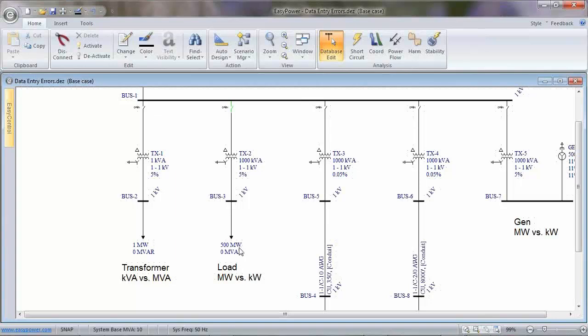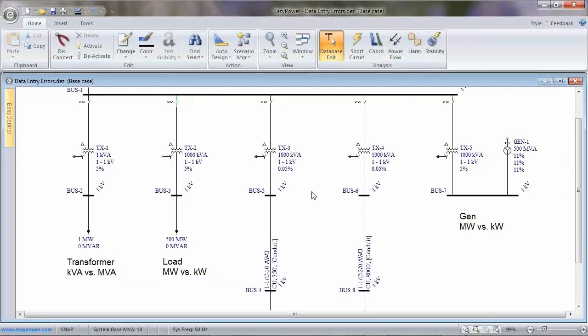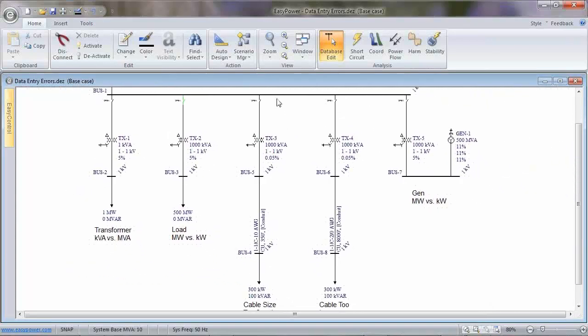Do you know how many times we see this when a client sends in a case where it hasn't solved? Sorry, it's a common error, but it is. So now you know, you can key off of this and say, hey, I better check that out. Make sure I didn't accidentally put in megawatts versus kilowatts.